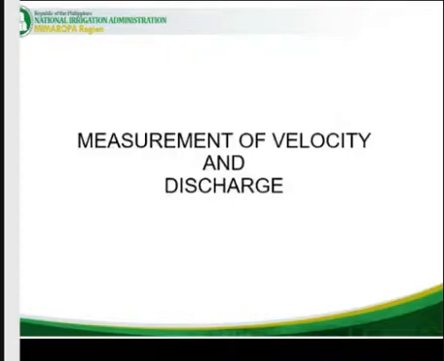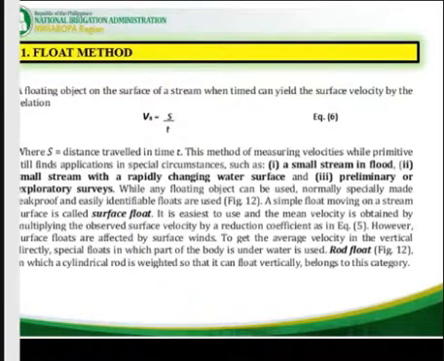Measurement of velocity and discharge. Float method. A floating object on the surface of a stream when timed can yield the surface velocity by the equation Vs is equal to S over T, where S is the distance traveled in time T.